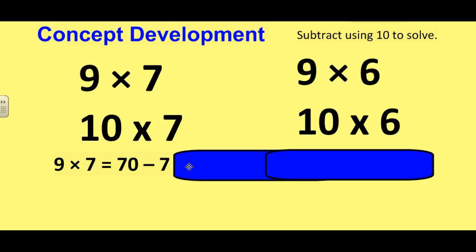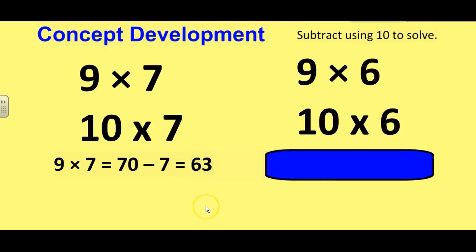So 9 times 7 is equal to 70 minus 7. So what is 70 minus 7? Write that on your board. So 70 minus 7 is 63. So all in all, the answer to 9 times 7 was 63.